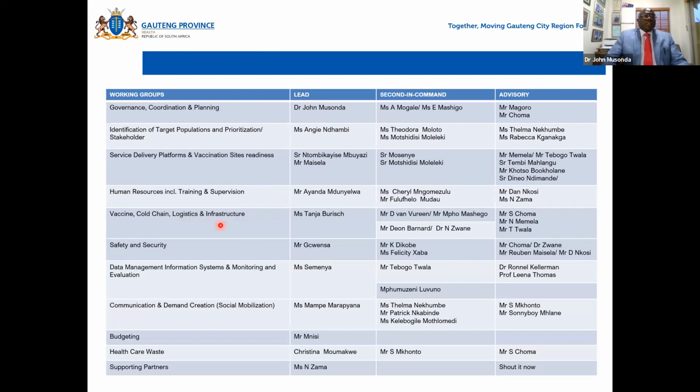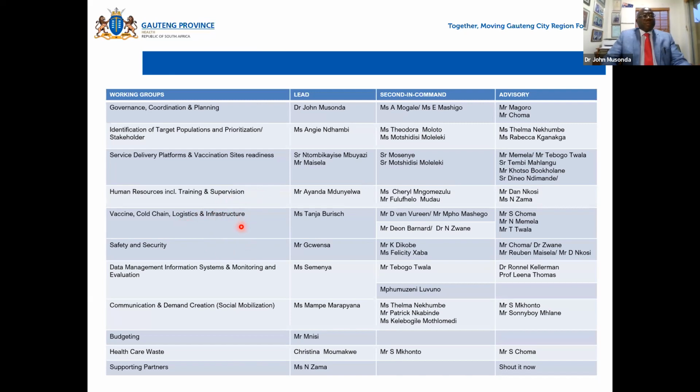Vaccine cold chain and logistics. Here, we are using J&J at the moment as a study implementation step, but as we plan, we are planning for other vaccines. So in terms of cold chain, there are implications, and that's what we are trying to look at.